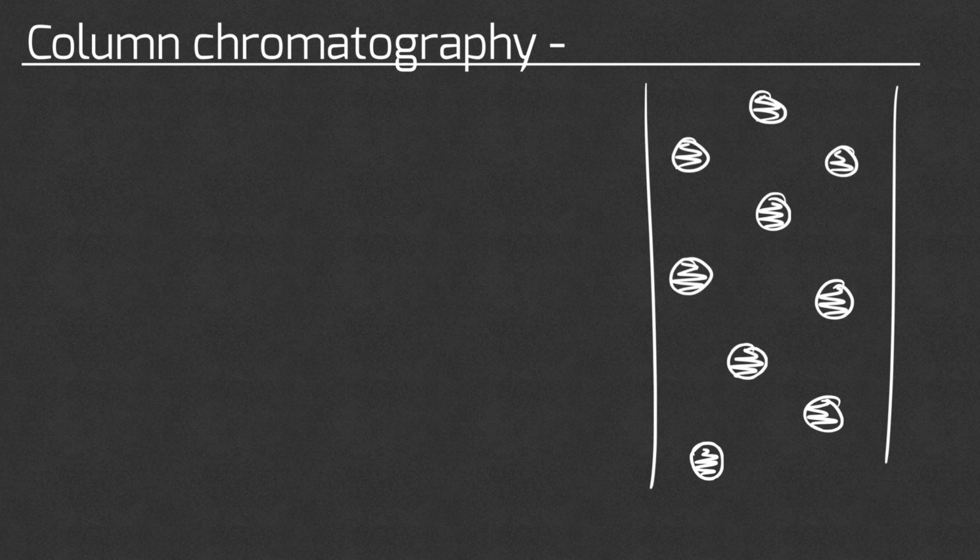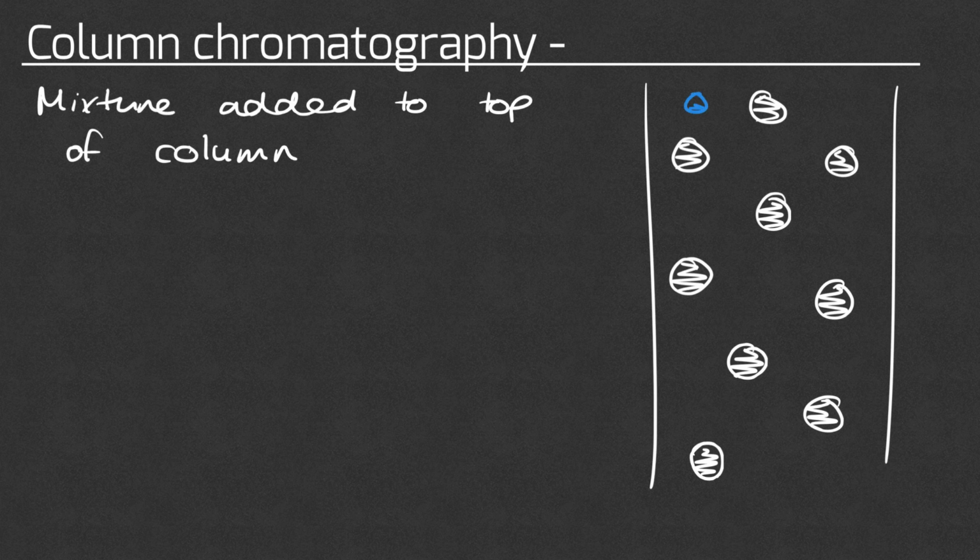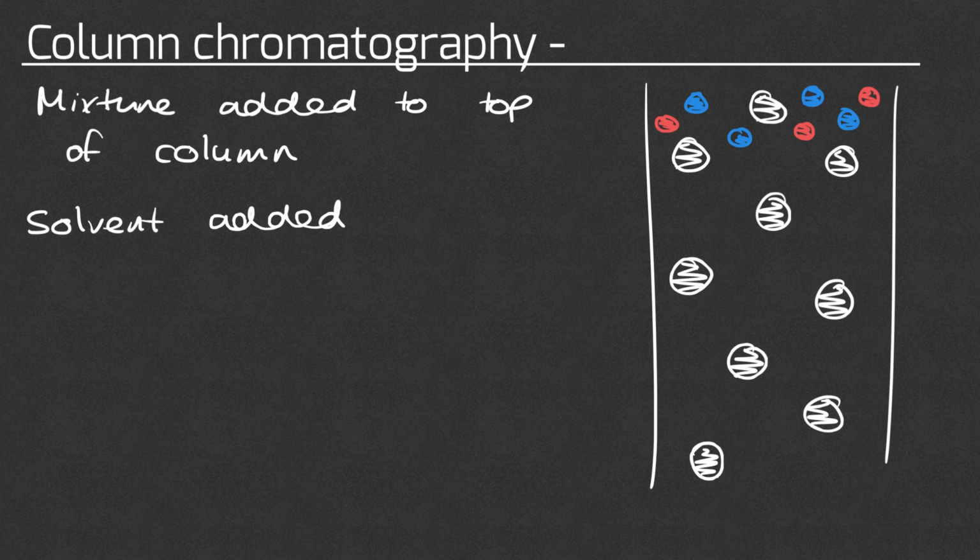We're now going to look at how column chromatography works. We can imagine that this is our column with our slurry inside, so these white circles represent the stationary phase. We would add our mixture to the top of the column, so in this case our mixture contains two chemicals, the blue and the red. We then add the solvent, the mobile phase, on top of the mixture, and this will cause the mixture to move down the column.